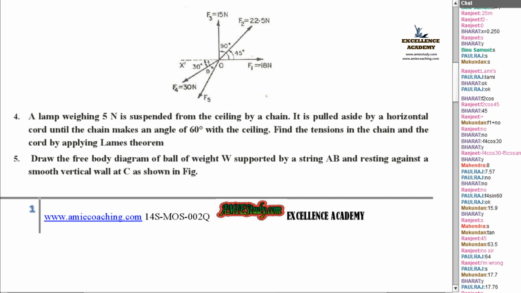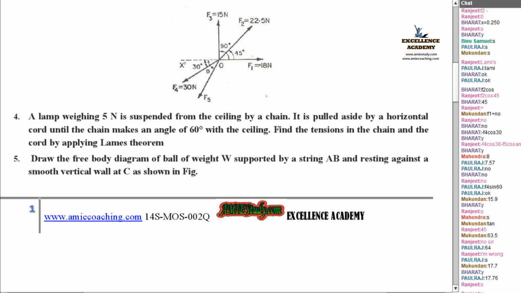Next question that you can do. A lamp weighing 5 Newton is suspended from the ceiling by a chain. It is pulled aside by a horizontal cord until the chain makes an angle of 60 degrees with the ceiling. Find the tension in the chain and the cord by applying Lami's theorem. Shall I give you 5 minutes to do that, or do you want any help? Okay, I shall give you 5 minutes. Don't expose your answers. Please try to do it by yourself and please wait.